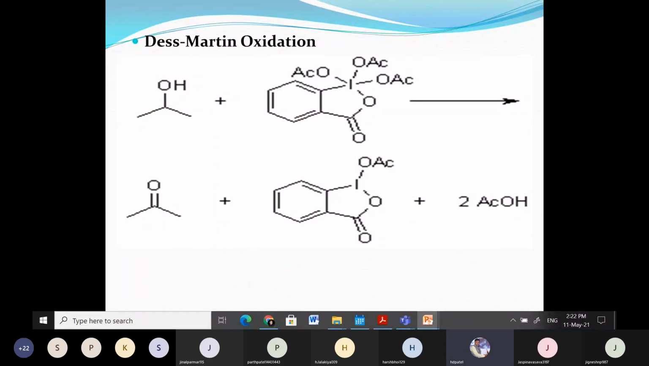How does DMP work? Now we are going to carry out the oxidation reaction of alcohol. Here we have a secondary alcohol. When we treat the secondary alcohol with DMP, the oxidation reaction will take place and we will get a ketone, C double bond O with CH3 and CH3. We have the ketone and this compound will form. It is a byproduct, but when we carry out further acetylation reaction on this compound, again we will get DMP.